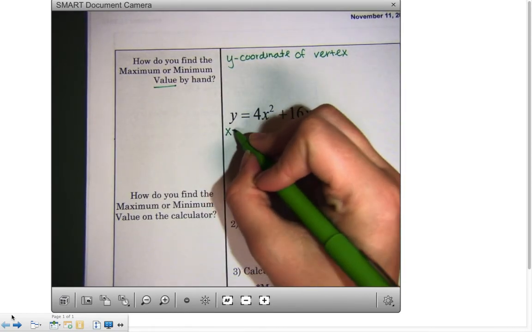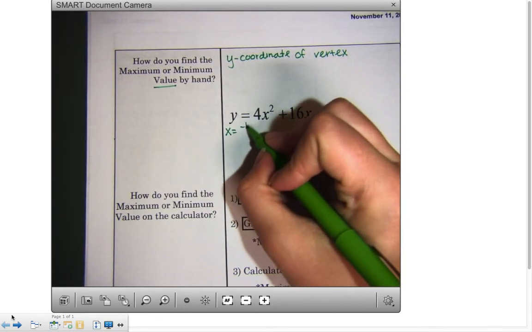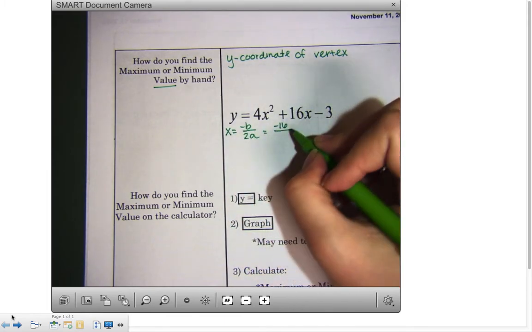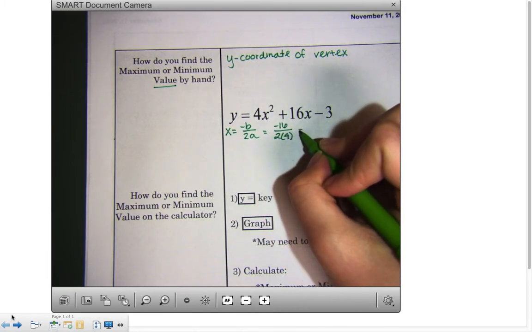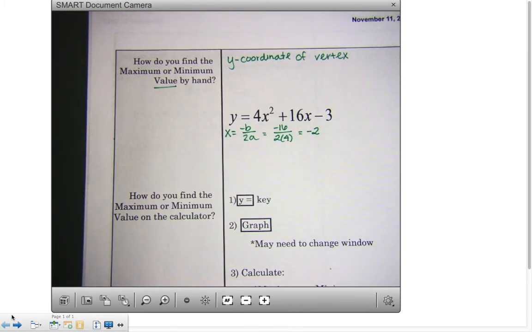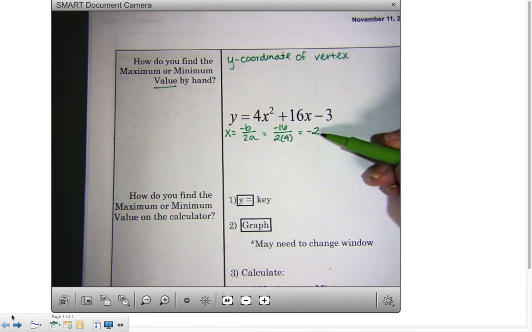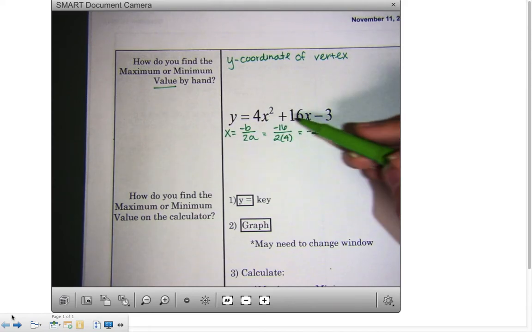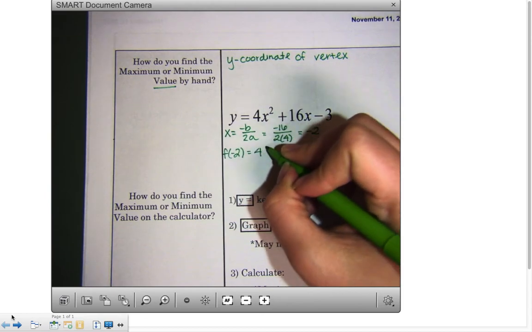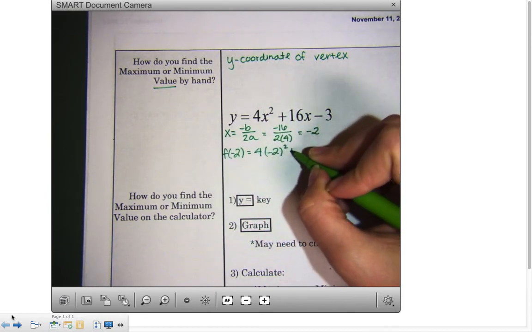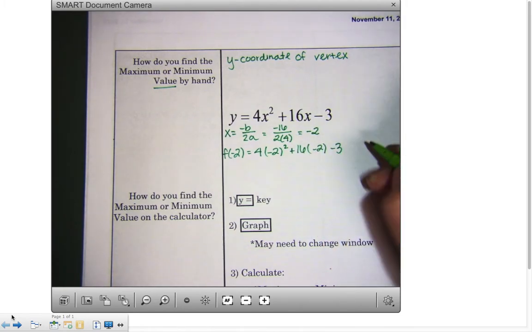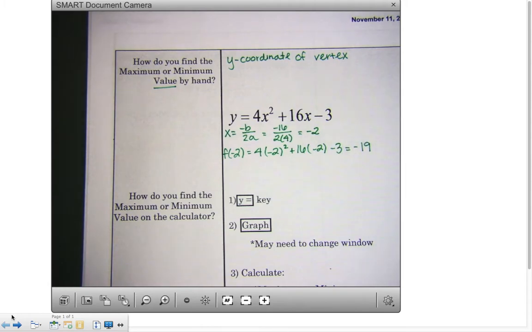So use the same formula, x equals the opposite of b over 2 times a. B is 16, so the opposite is negative 16 over 2 times 4. That just reduces to negative 2. That's not my min or my max. I need the y, so plug negative 2 in here and here. So I can just do f of negative 2, 4 times negative 2 squared, plus 16 times negative 2 minus 3 gives you negative 19.